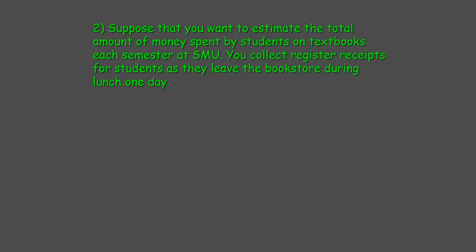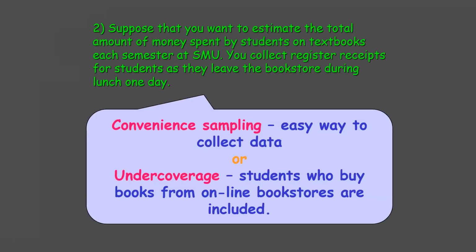Suppose you want to estimate the total amount of money spent by students on textbooks each semester at a college. You're doing this by getting receipts from students as they leave the bookstore during one day. So we're getting data about the cost of textbooks by collecting receipts at the bookstore as they leave. Is there a source of bias in this scenario? Well, of course. You're doing a convenience sample. It's easy to stand at the register and collect receipts, but do you think you're actually getting an accurate estimate of the cost of textbooks?